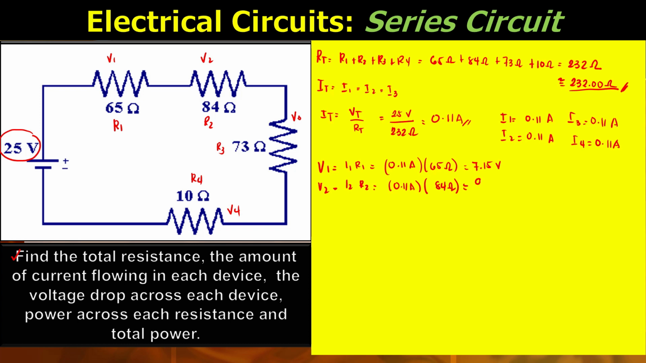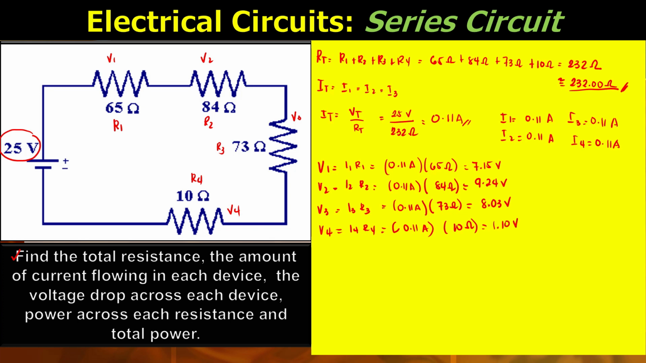So we have 9.24 volts. For V3, we have I3 R3. So 0.11 ampere times 73 ohms. We have 8.03 volts. And lastly, for the V4, we have I4 R4. So 0.11 ampere times 10 ohms. So the answer is 1.10 volts.